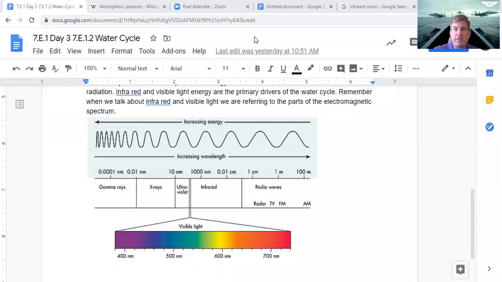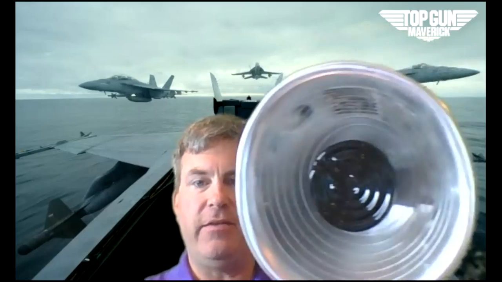Let's stop the share for a second. I want you to be able to see this full size. So this is a heat lamp. It operates in the infrared spectrum. It's on right now. You're like, hey, wait a minute, it's not actually emitting anything.